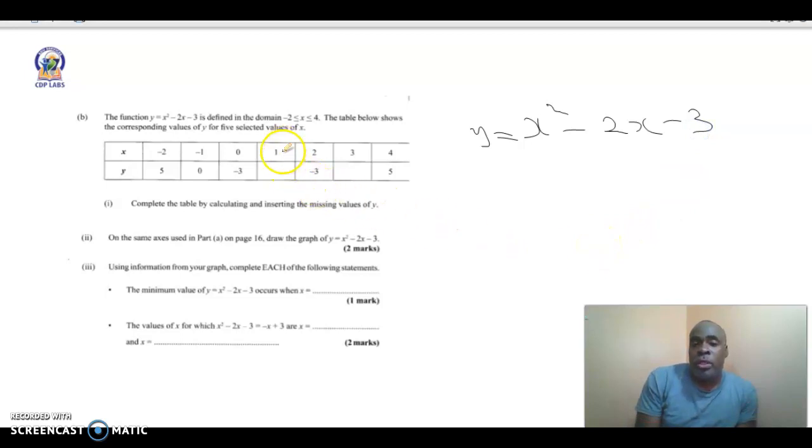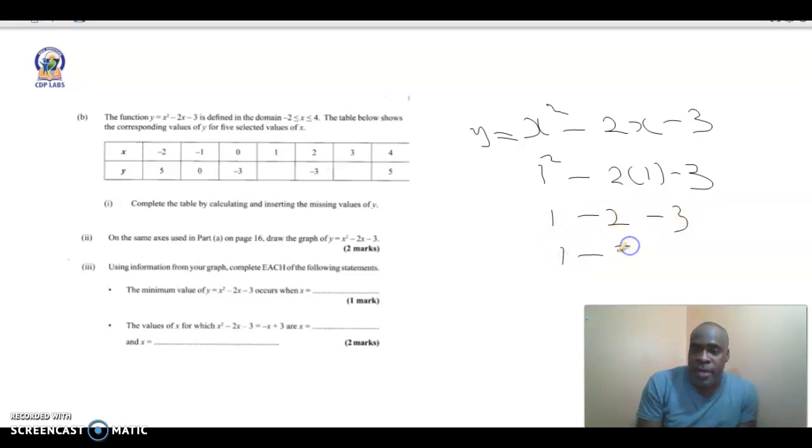Now we're going to substitute the value of 1 in this equation. So we have the square of 1 minus 2 bracket 1 minus 3. The square of 1 is 1, and negative 2 times 1 is negative 2, minus 3. So you can add these and end up with 1 minus 5. Therefore our first value is negative 4. When x is 1, y is negative 4. Write it in the table right here.